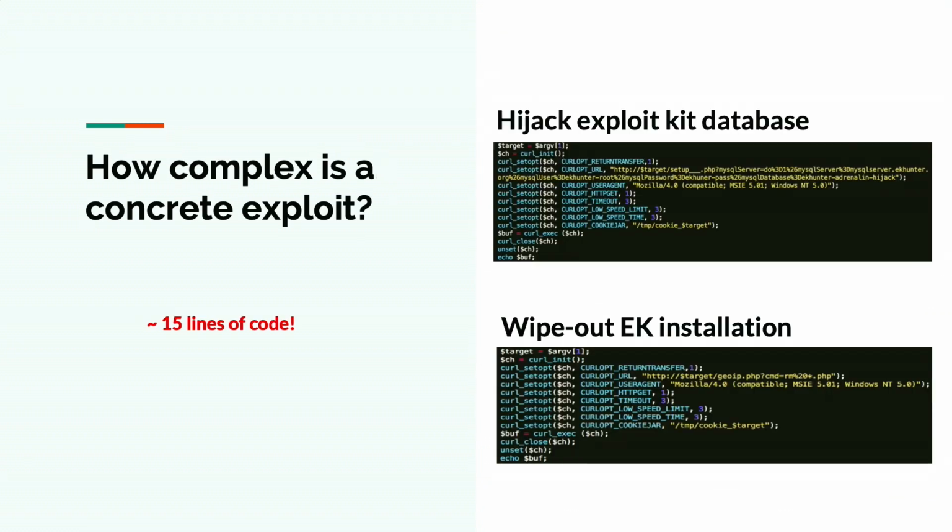So again, you may wonder, how complex is an exploit? So after you do what I just told you so far, the kind of exploits that we built are the ones you look on the right side of the screen for doing, for example, hijacking the exploit kit database or wiping out an exploit kit installation. And I'm by no means assuming that you're reading everything in here, and that's not the point of bringing this up. But the point I'm trying to make here is it's about 15 lines of code on average for writing an exploit for a specific exploit target or exploit kit target.